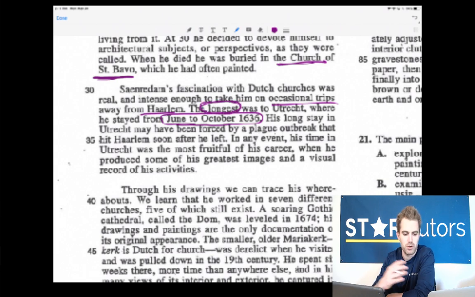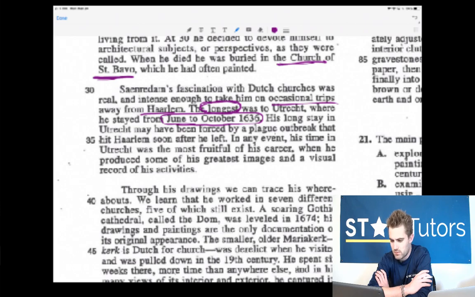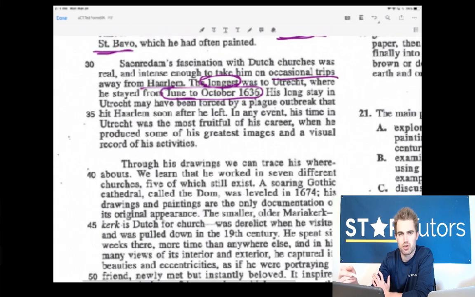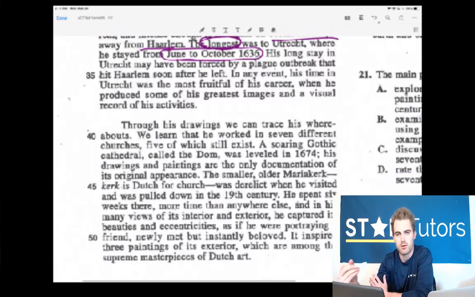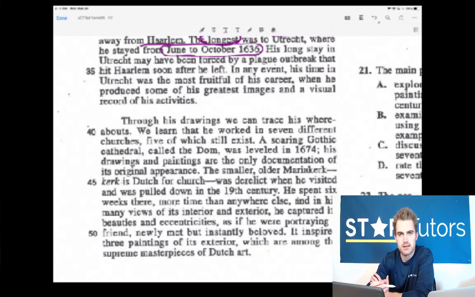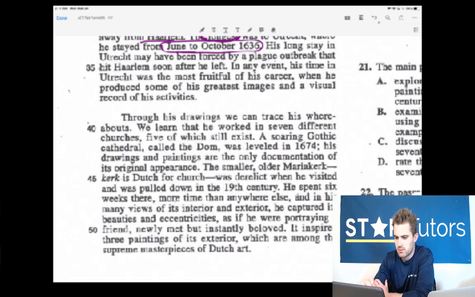Like if they're bringing up the longest trip, that might be important. Because the longest trip, right? If it's the longest or the shortest of anything, or the tallest, whatever, those tend to be something that's easily brought up. What was the longest trip that he made, right? Something like that in the question.